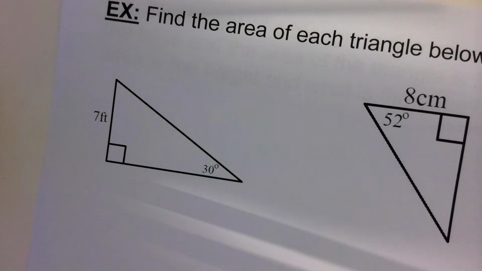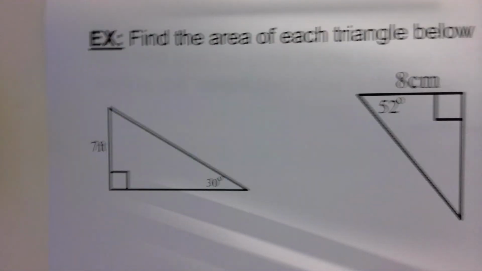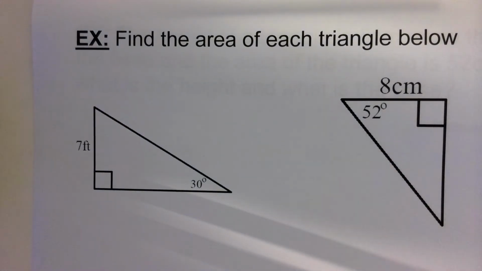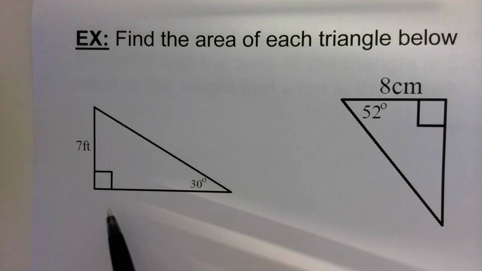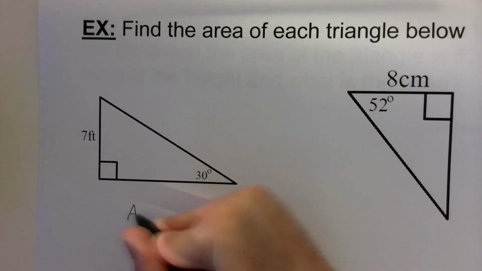Okay, next one's here. Same question, find the area of each triangle below. Over here I have a 30-degree angle, a 90-degree angle. Okay, that tells me one of these sides is a base and one is a height. If I had both of them, awesome, I could just plug into the formula area equals 1/2 base times height.